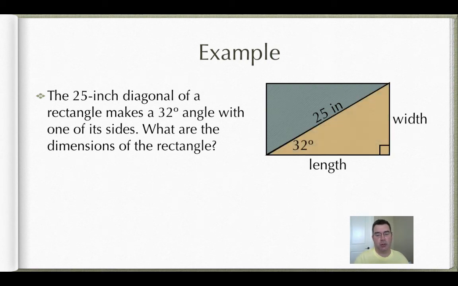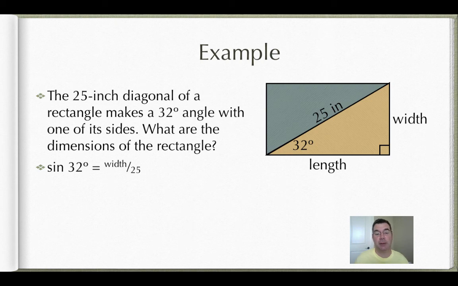So there's my right triangle. I'm going to figure out the width first. If I look at the width, that's going to be the opposite of the 32-degree angle, and the side that I know is 25, and that's the hypotenuse. So I'm going to use the width, which is the opposite, and the hypotenuse of 25, and that means I'm going to use the sine of 32 to figure out the width.